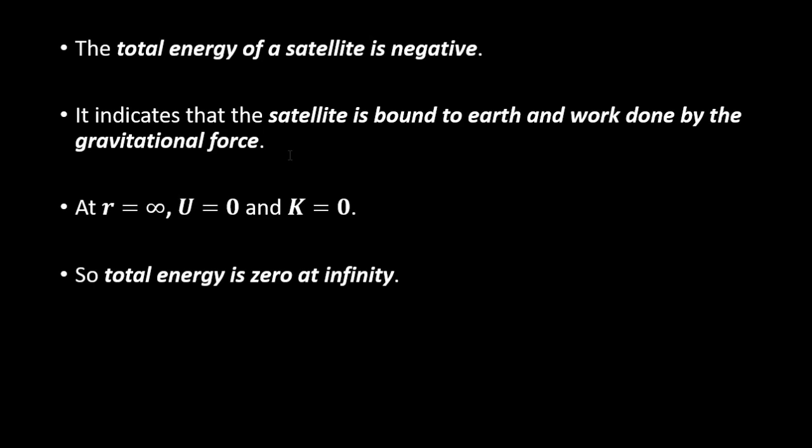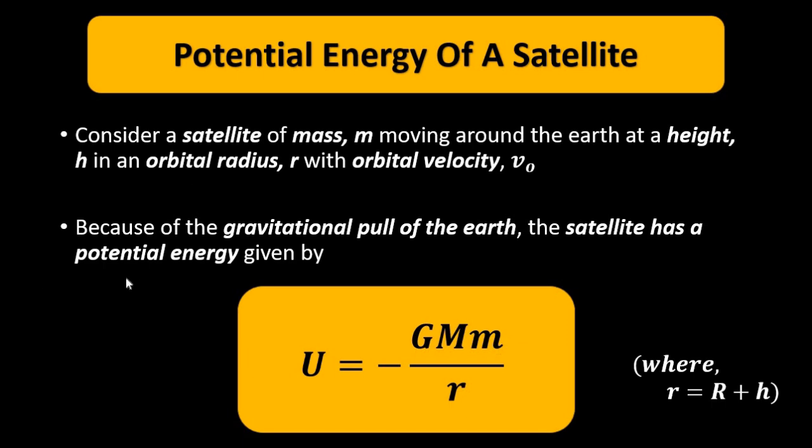Now, suppose we take a faraway distance. Let's say r is equal to infinity, a very far away distance. In that case, the potential energy of the satellite will be equal to how much? U at infinity will be equal to minus GMm by infinity. It will be equal to 0 because r is equal to infinity, the separation distance is infinity. So potential energy at infinity is 0.